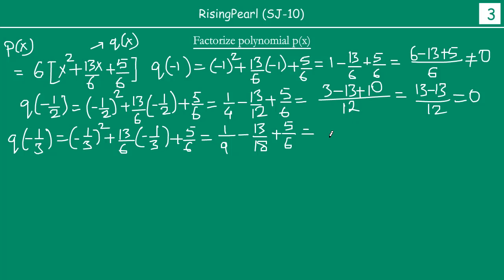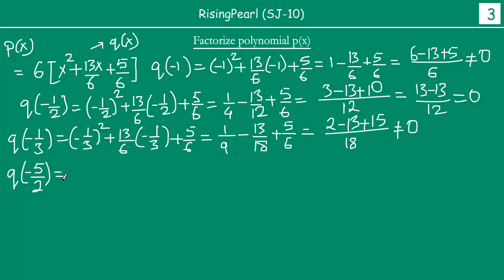Now अगर आप इसकी LCM लेते हो, so you have 9, 18 and 6. So LCM will be 18. Now 9 2s are 18, 2 1s are 2 minus you have 13, and यहाँ पे 6 3s are 18, so 5 3s are 15 plus 15. So ये बन जाती है दोस्तों 2 plus 15 17 minus 13 4 by 18. So this is not equal to 0. So आइए दोस्तों, now we will take the value of q at minus मान लीजिए 5 by 2.